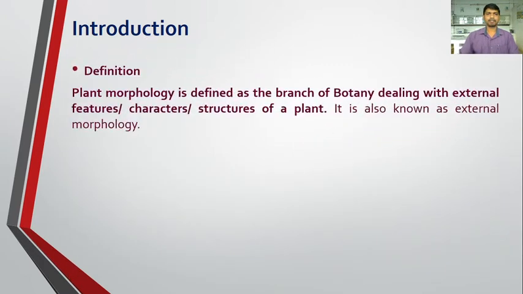Okay. Then the definition of plant morphology. So plant morphology is defined as the branch of botany dealing with the external features or characters or structures of a plant. It is called as plant morphology. So plant morphology deals with the study of external features or characters or structure of a plant. It is also known as external morphology. External morphology means it is the study of external structures, characters or features. So it is called as external morphology.